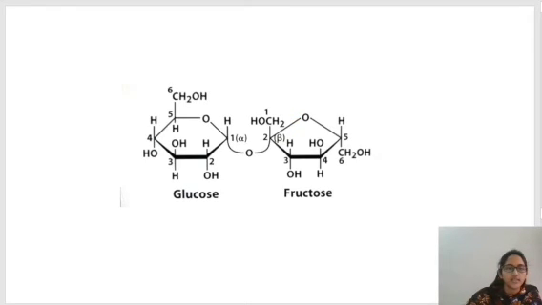Right, so see this here. This glucose and fructose, that is what is sucrose. Here the functional group of the glucose and the functional group of fructose are connected. Okay, it is not free to reduce the Benedict's reagent.